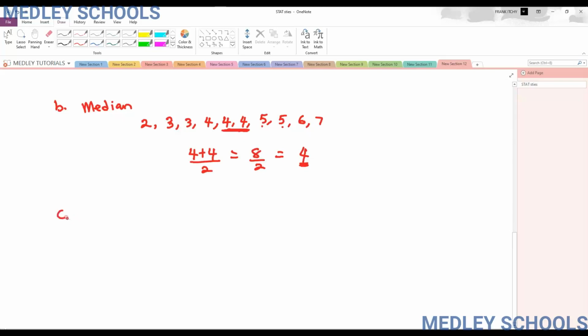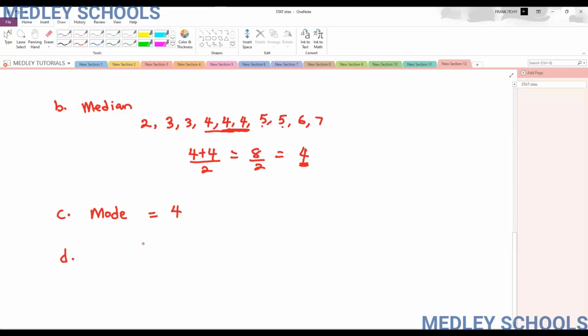Now, we go to the third part, which is the mode. The mode is the highest occurrence frequency. That is the number that occurs most. If you look at the data, we see that 2 occurs 1 time, 3 occurs 2 times, 4 occurs 3 times, 5 occurs 2 times, 6 occurs 1 time, 7 occurs 1 time. That means 4 occurs 3 times and it occurs most. That means the mode is equal to 4.